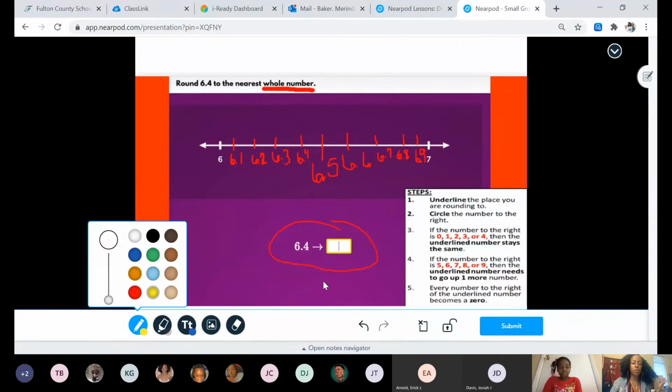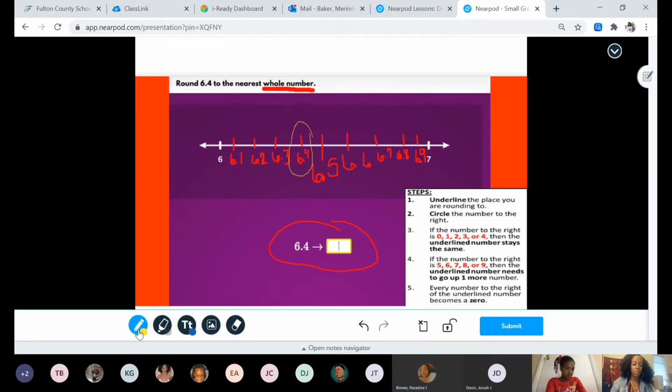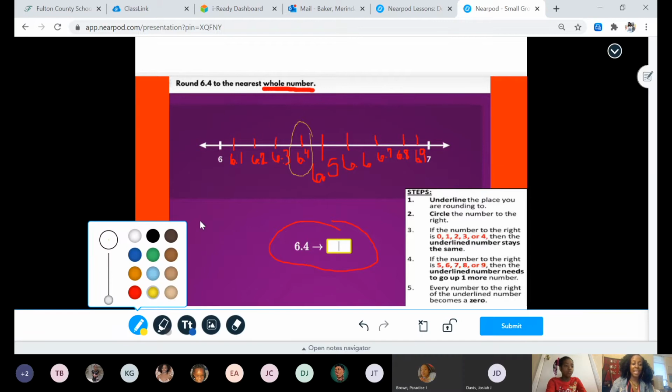Paradise, what two numbers does 6 and 4/10 go in between? 6 and 3/10 and 6 and 5/10. Yes, there you go. So this is where we can find 6 and 4/10 on our number line. Now let's make some predictions, y'all. Get ready to write in the chat. I want everybody to write.